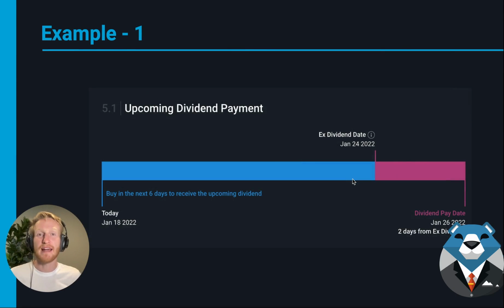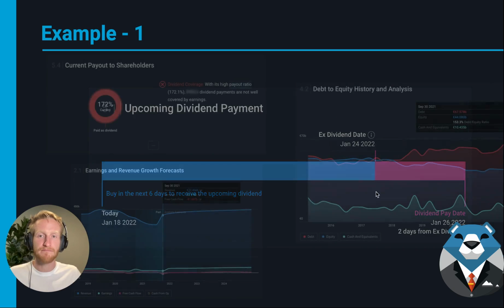The first section I check out is in the dividend section, and this just gives me a timeline of the dates, right? So it tells me I have to buy within the next 6 days before January 24th to be eligible to receive that dividend in my account on the 26th of January.